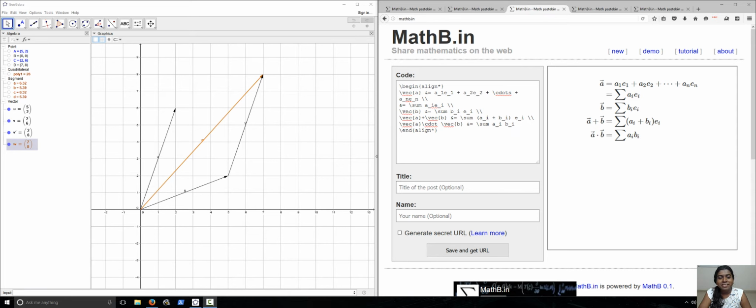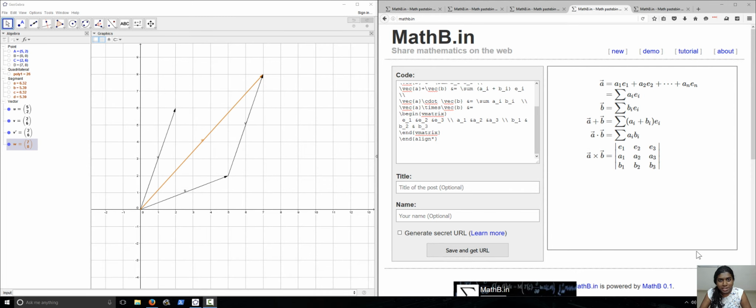The next operation we define is dot products. The dot product of two vectors is a scalar. We define it as vector a dot vector b is equal to sigma ai bi. The third operation is the cross product. The cross product of two vectors is another vector. It is defined by a determinant. So vector A cross vector B is given by the determinant E1 E2 E3, A1 A2 A3, B1 B2 B3.